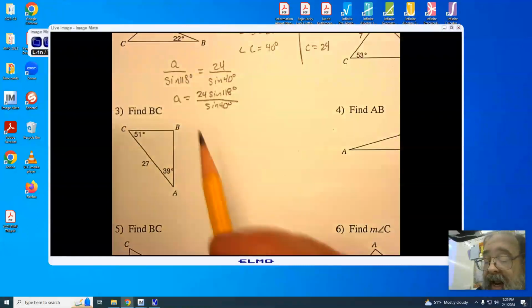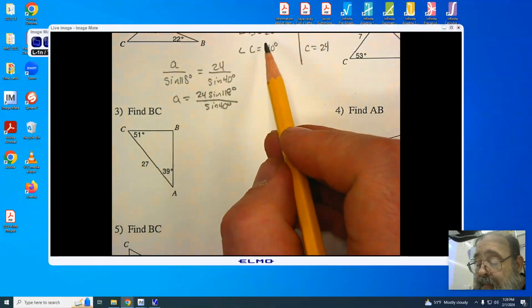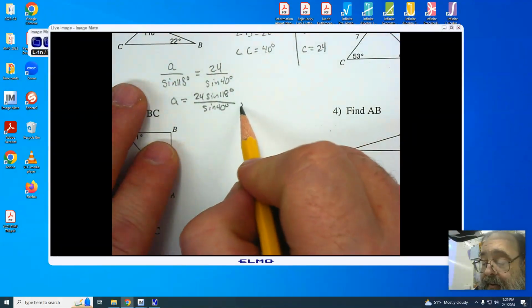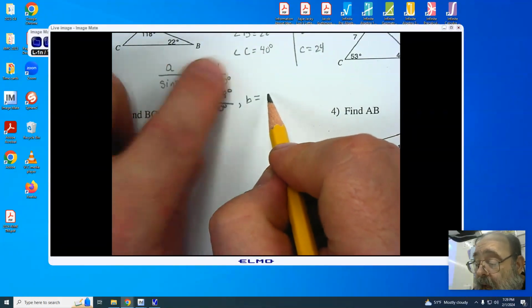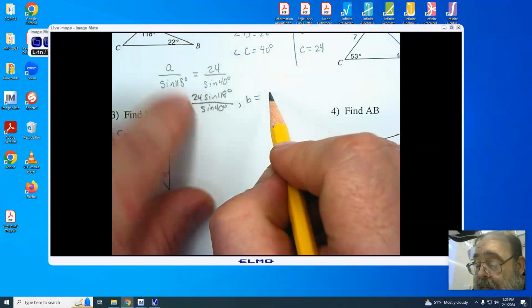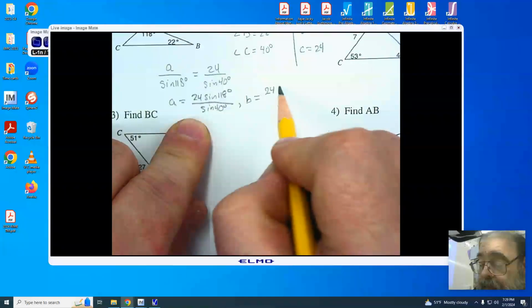Now, in order to do the next one, we're going to have to do the same thing with b. That means that in order to find b, we are going to work with the sine of 22 degrees multiplied by the 24.